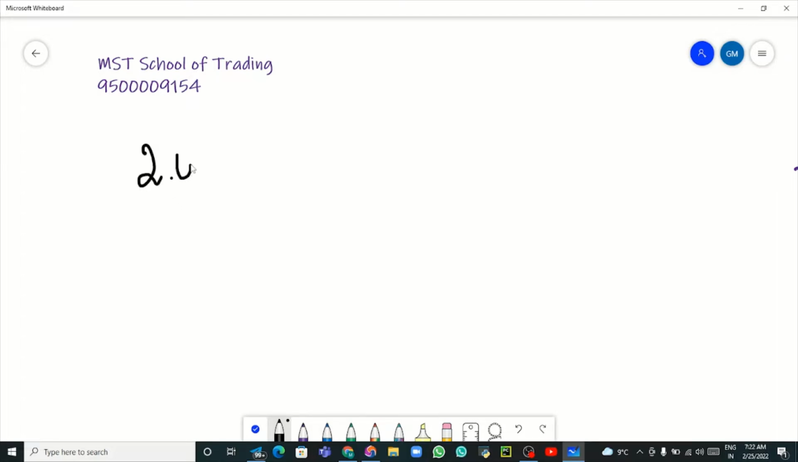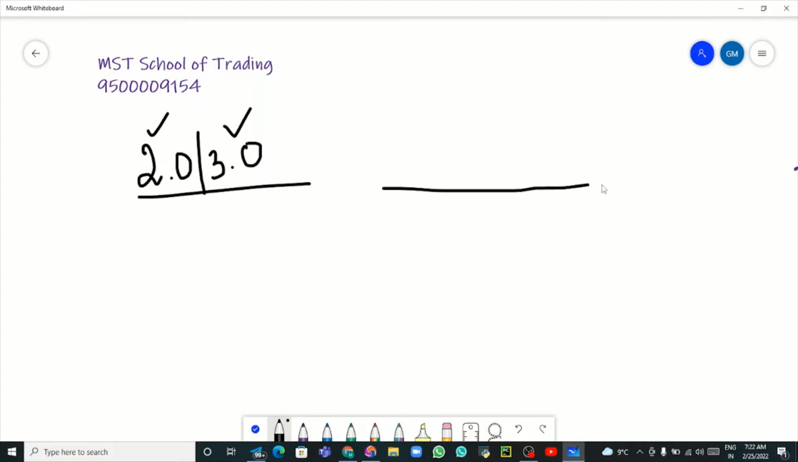Now let me show you a very simple logic of 2.0. Actually, the logic of 2.0 and 3.0 both are the same. The basement is the same. First, let me explain the strategy of both, which is common to 2.0 and 3.0. Now, what is the strategy? The strategy is we will be having four lines.